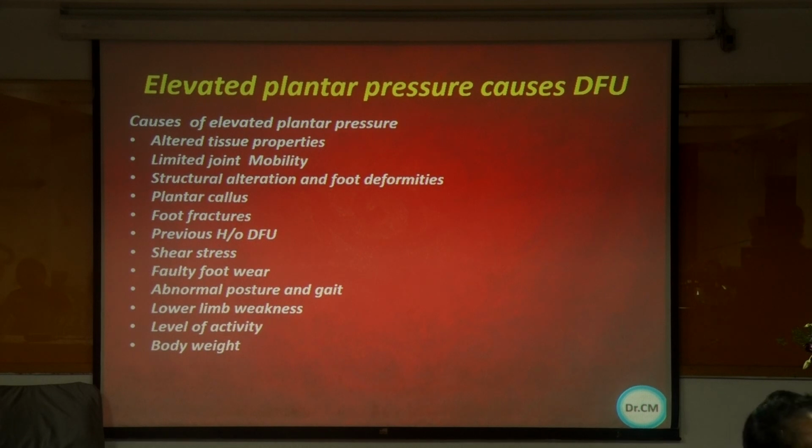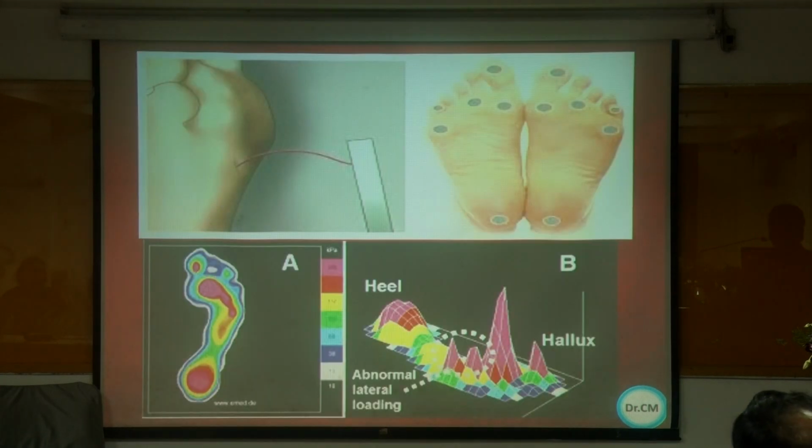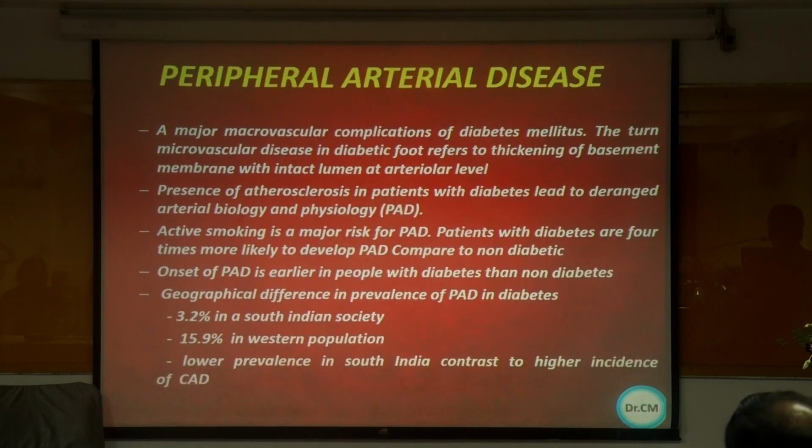And what are the causes of the elevated plantar pressure? One, altered tissue properties, limited joint mobility, structural alteration and foot deformities, plantar callus, foot fractures, previous history of foot ulcer, faulty footwear, abnormal posture and gait, lower limb weakness, level of activity and body weight. And development of the diabetic foot ulcer in a neuropathic foot with the hammer toe deformity and the breakdown of the callus. These pictures will be displayed at the end.